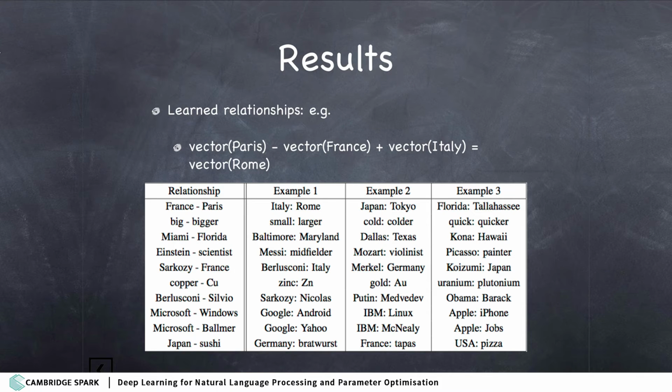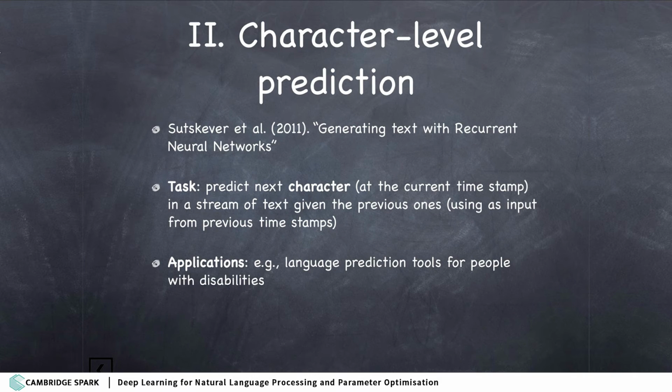We just take the vector for one word, subtract the vector for another one, add the vector for the third word, and we get the result. By just measuring where in the semantic space the resultant vector lies, we are able to predict what the outcome should be. Now, at a more fine-grained level, there has also been some work looking into the prediction of characters on the basis of the previous context.